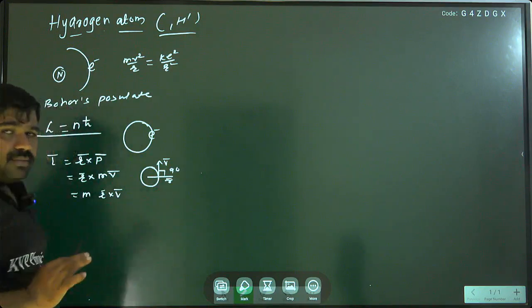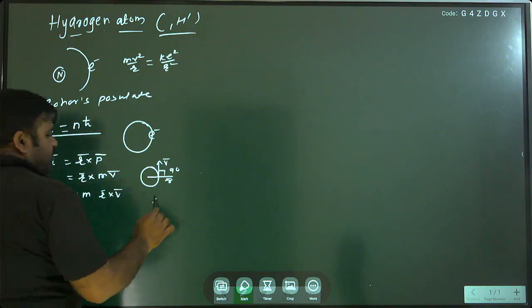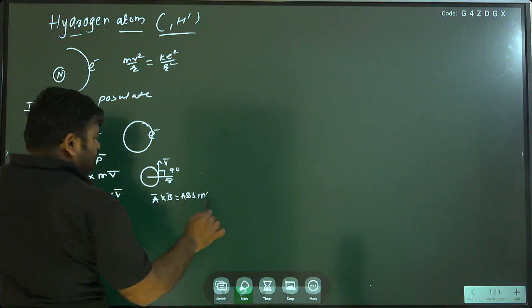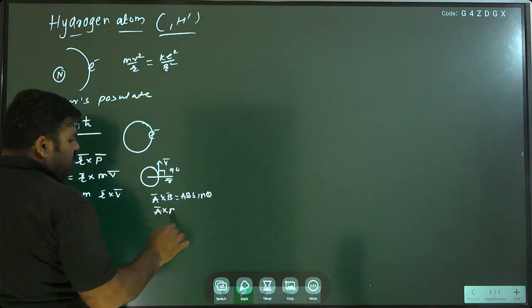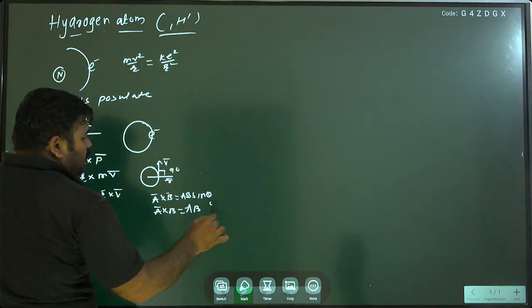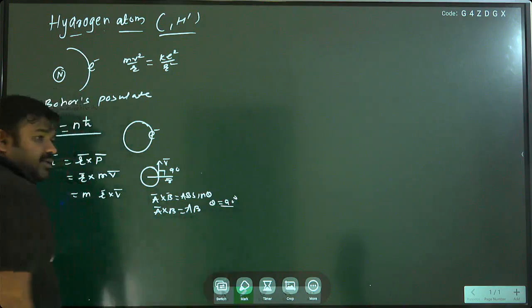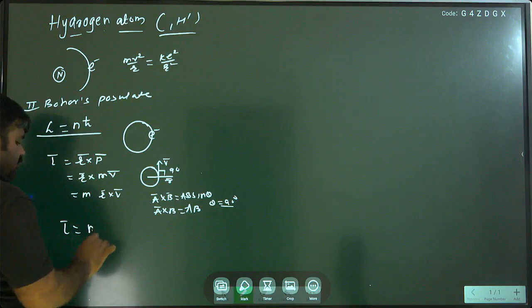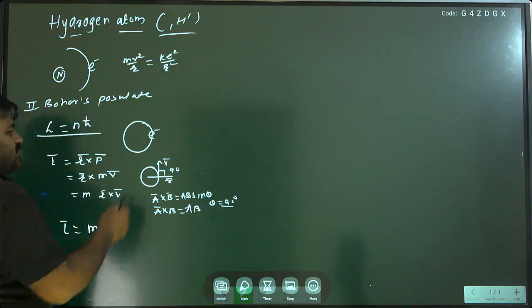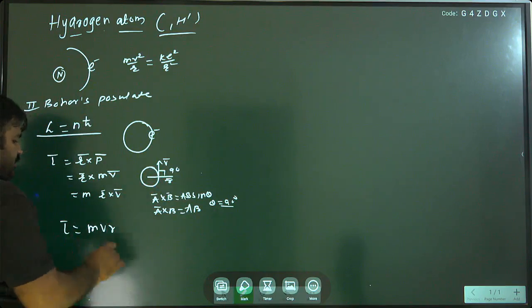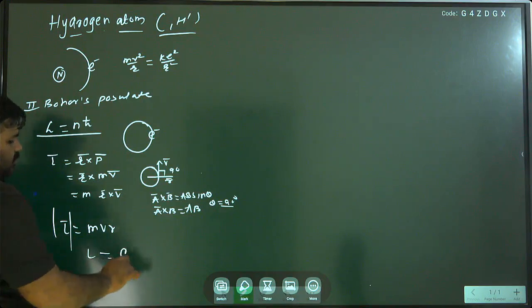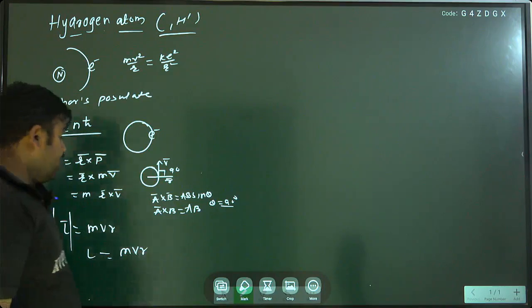Then we know that A bar cross B bar is equal to AB sine theta. Theta is equal to 90 degrees, so A bar cross B bar is simply AB. Does that make sense? Theta is 90 degrees, which means L bar is equal to m v r. Sine 90 is equal to 1, so we can simply write the magnitude: L is equal to m v r. Angular momentum is equal to m v r.